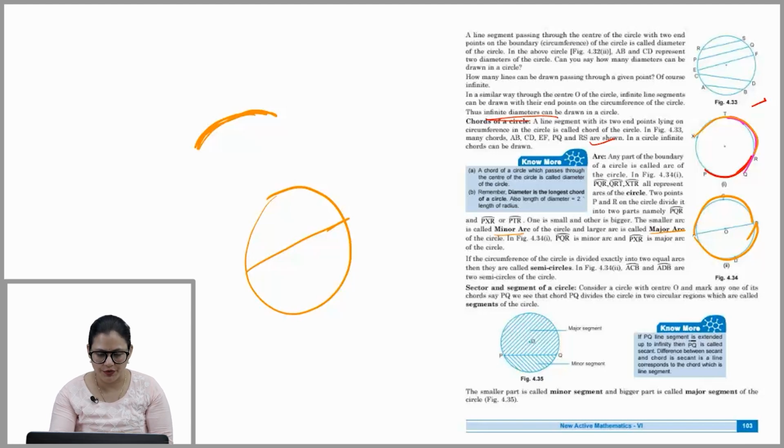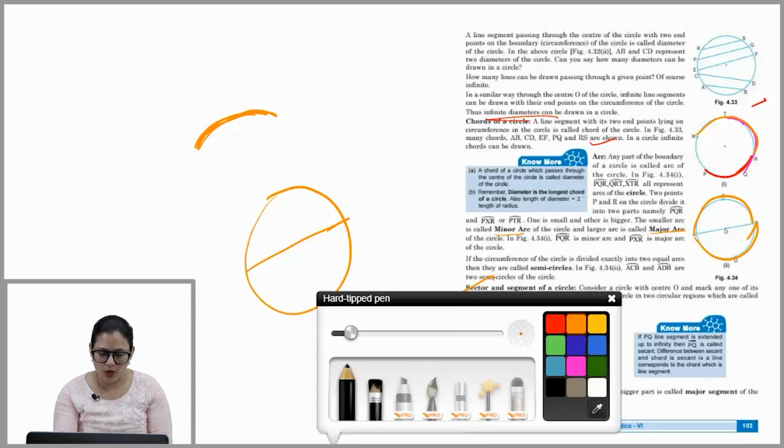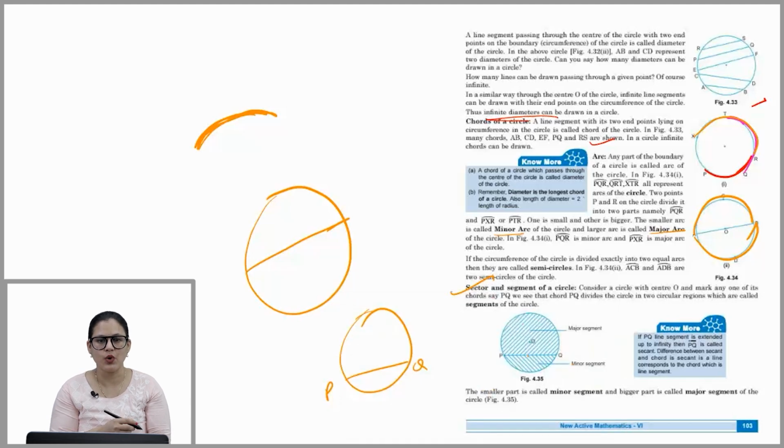Now, sector and segment of a circle. Consider a circle with center O and mark any of its chords as, say, PQ. We see that chord PQ divides a circle into two circular regions which are called segments of the circle. See, this is your circle and this is the chord PQ. Now, this chord is dividing the circle into two segments. The smaller part is called the minor segment and the bigger part is called the major segment of the circle.